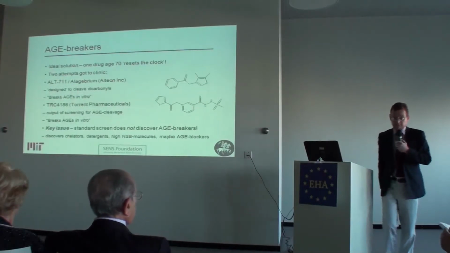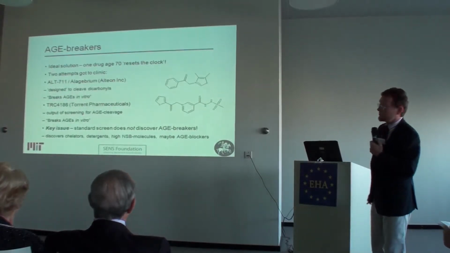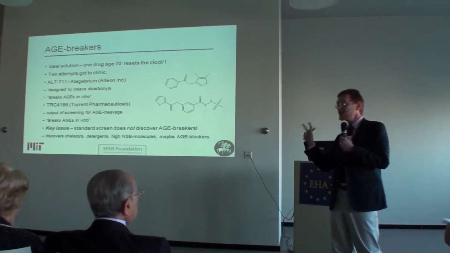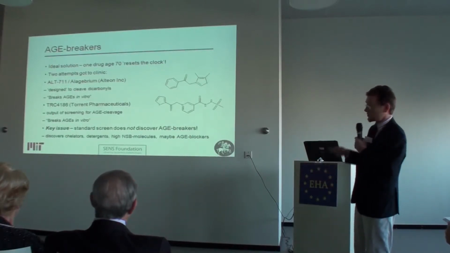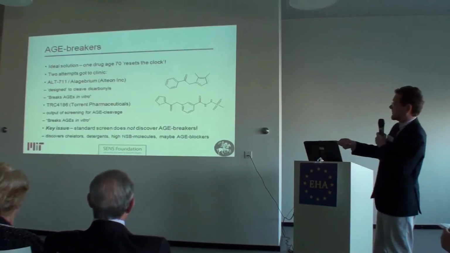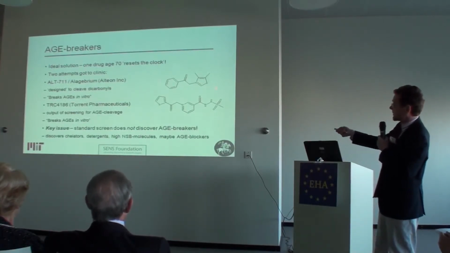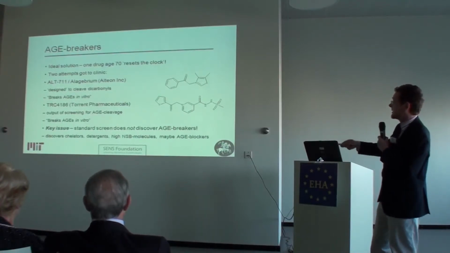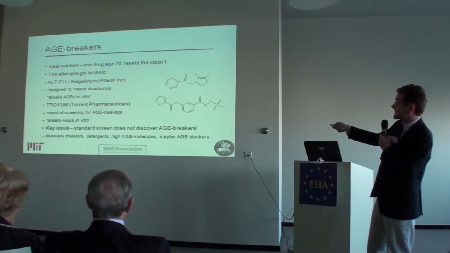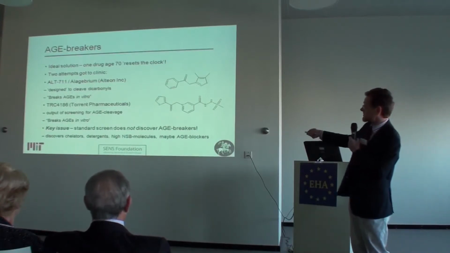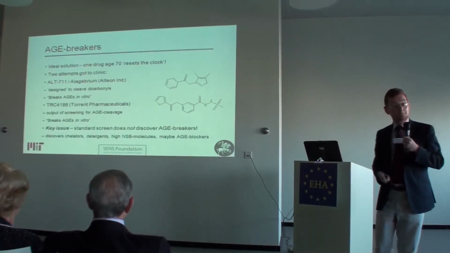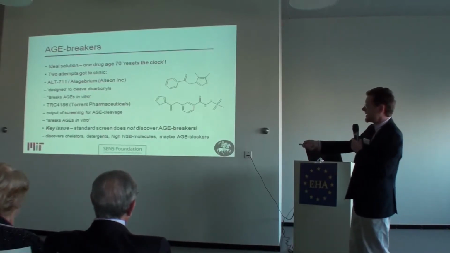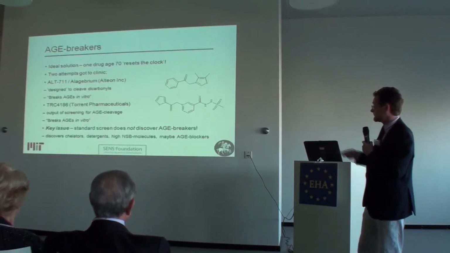The most exciting approach is age breakers. Can you find a molecule that actually goes in and breaks those ages, and particularly the cross-links? Two have been tested in man: Alagebrium, ALT711, this molecule here, and TRC4186 from Torrent, this molecule here. This was a sort of quasi-designed molecule. This was a result of screening. Both of the groups researching these say they break ages in vitro.